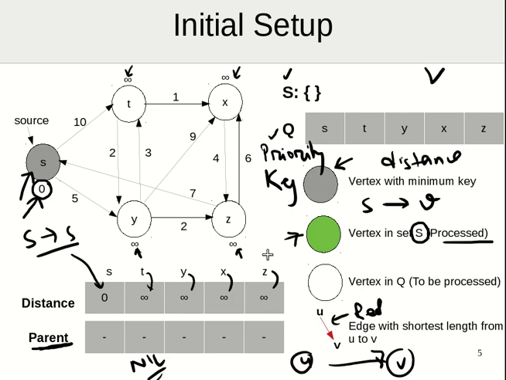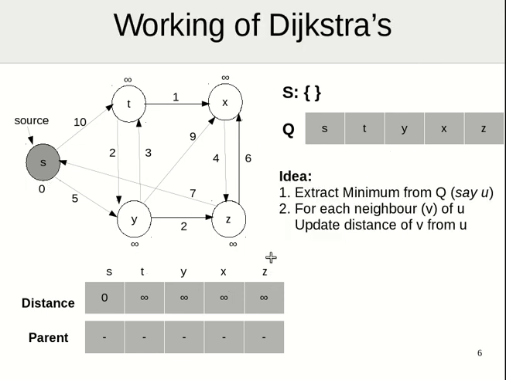Now we'll begin with an example. So let's take this same example. Initially the set S is empty and Q has all the nodes in the graph, and the distance for s is 0, for all other vertices it is infinity, and the parent of all the nodes is nil for now. So first thing first, we need to extract min.